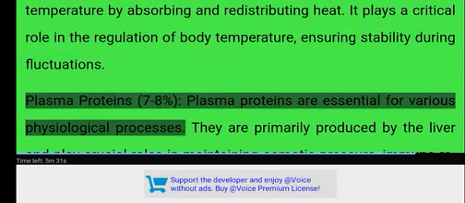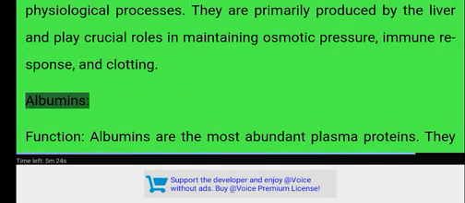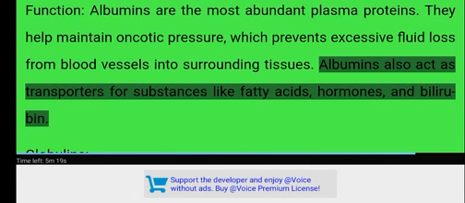Plasma proteins 7-8%. Plasma proteins are essential for various physiological processes. They are primarily produced by the liver and play crucial roles in maintaining osmotic pressure, immune response, and clotting. Albumins. Function. Albumins are the most abundant plasma proteins. They help maintain oncotic pressure, which prevents excessive fluid loss from blood vessels into surrounding tissues. Albumins also act as transporters for substances like fatty acids, hormones, and bilirubin.